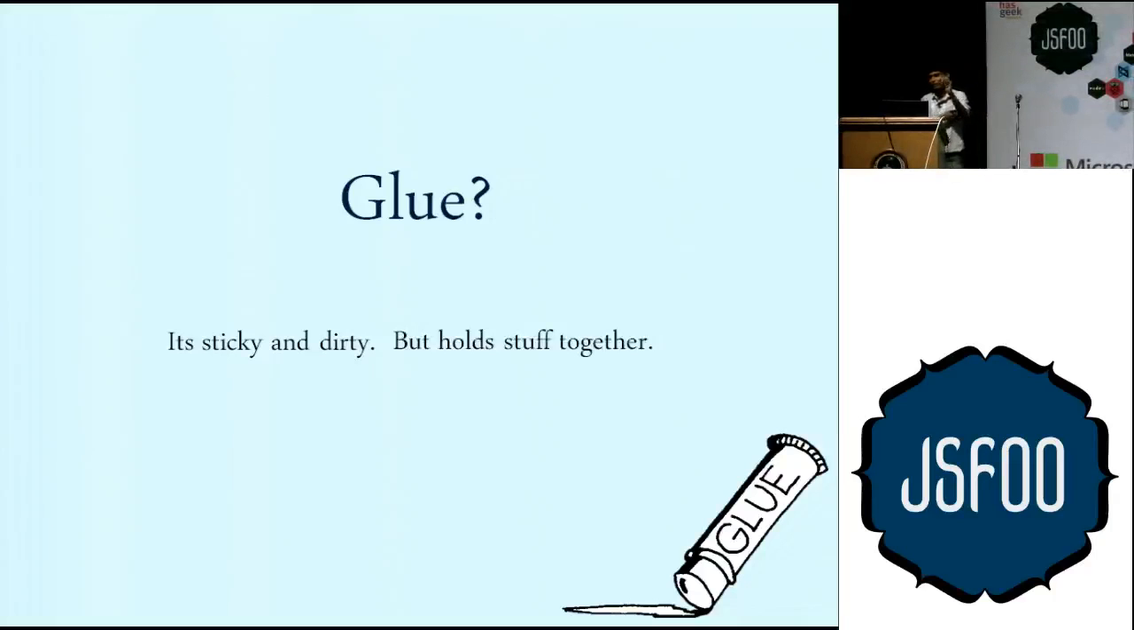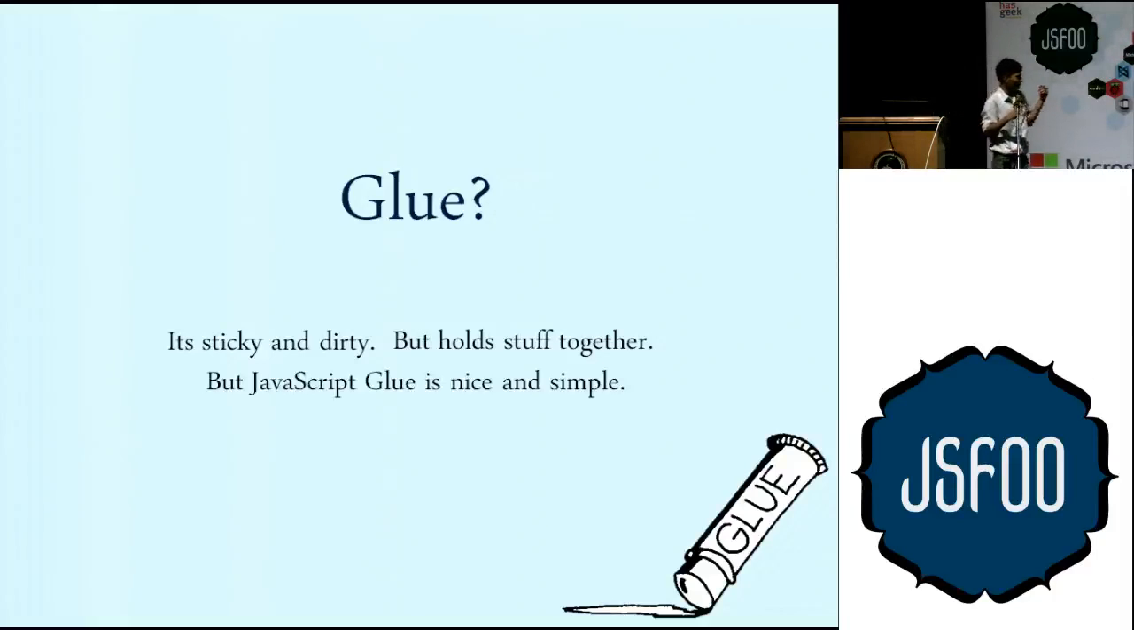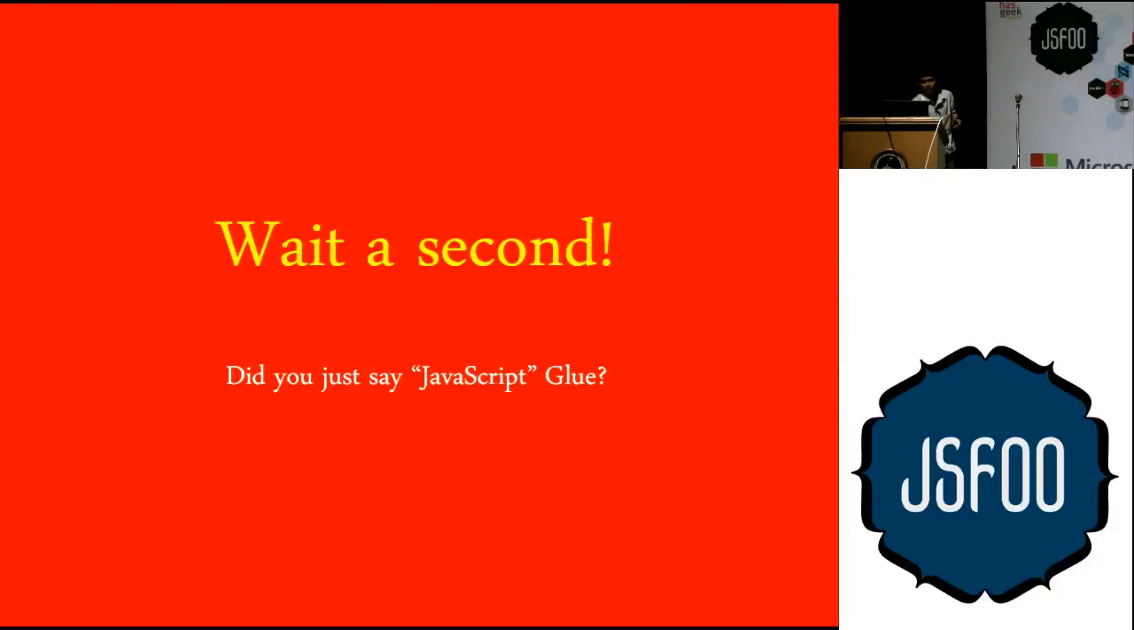Holding stuff together is important in the sense that once you have one team working on one component, another team working on another component, the important thing is those components should work together on a system level. But JavaScript glue is very nice and simple and it's not sticky and dirty. So that's why you should use it, and once the components are developed, you can actually join them and they'll function as a whole.